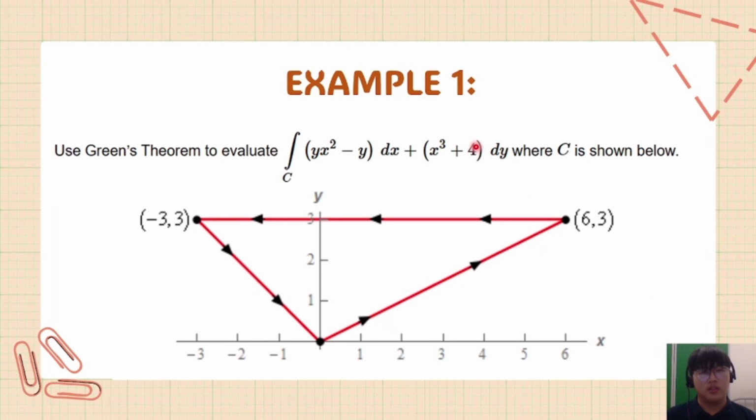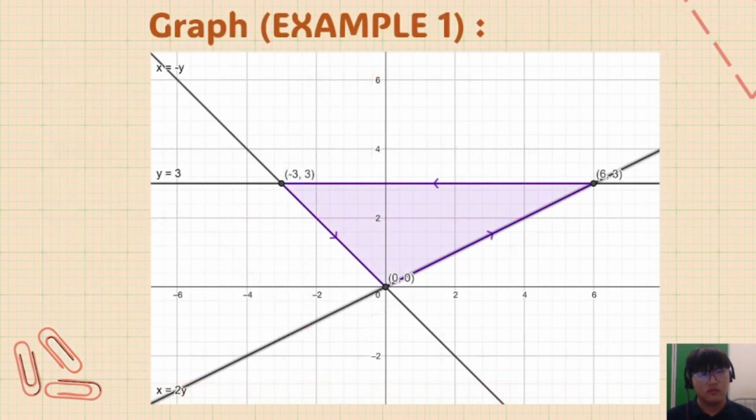Now let's see the example. Example 1. Use Green's theorem to evaluate the equations where C is shown below. This one is f(x, y) and then g(x, y). C is a triangle with a positive orientation. This is a graph that we draw using GeoGebra.